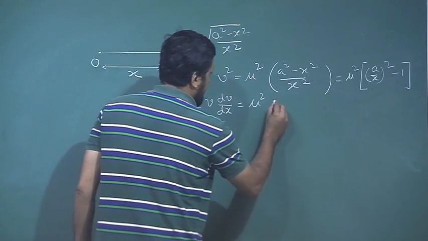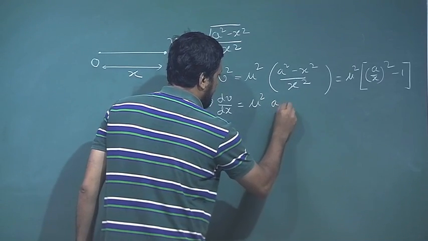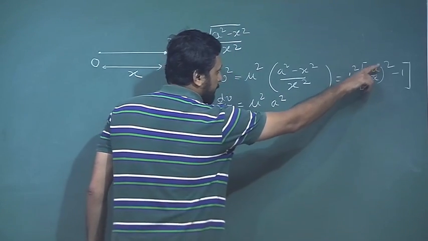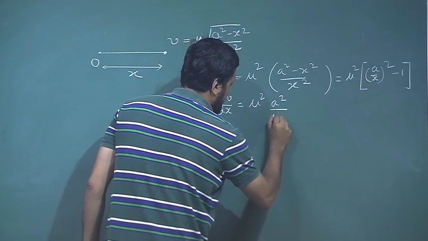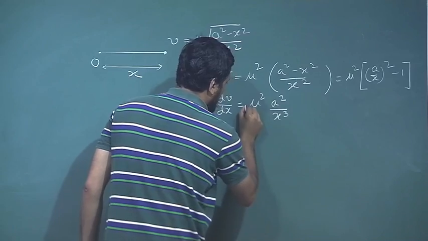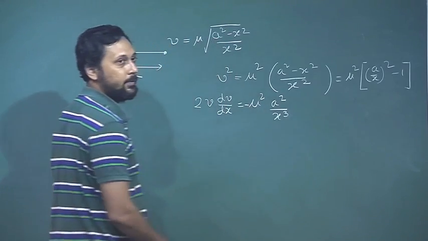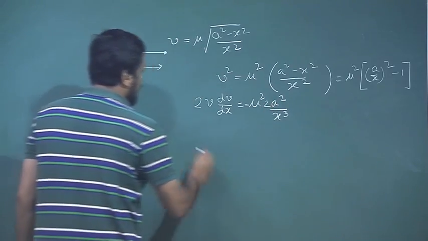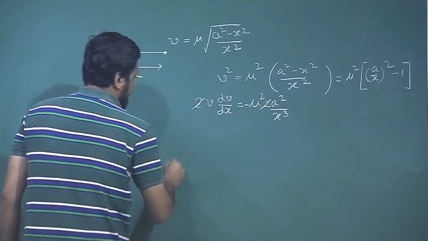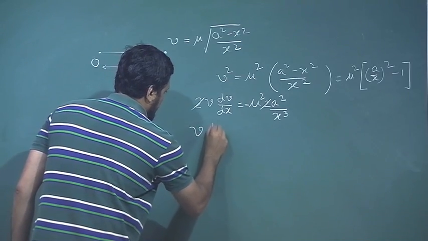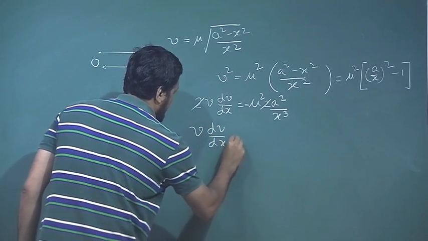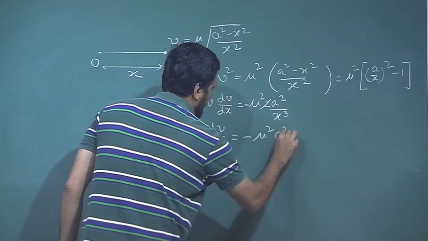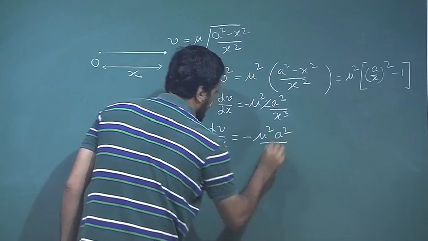Only the first term here will contribute, the second term essentially is a constant term. So, if we take the derivative, it will be s square and the derivative of 1 by x square, which will be minus 2 by x cube. And then there will be a factor of 2 coming up here. Now, this 2 will cancel out with this one, essentially leaving us with v dv dx is equal to minus mu square s square by x cube.